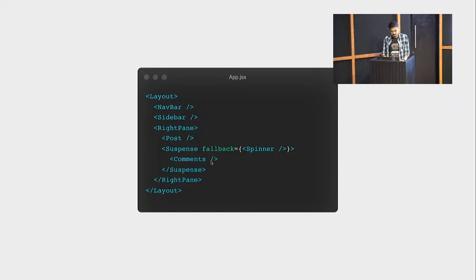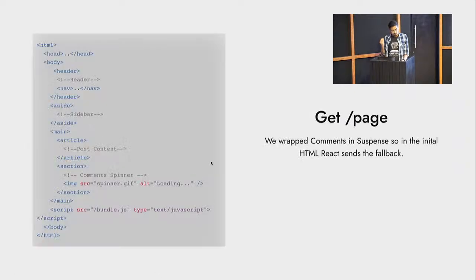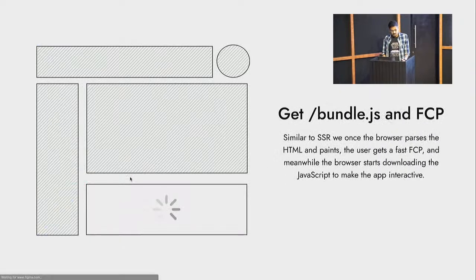So again, let's see our demo. This time we have wrapped the comments in Suspense. When we fetch the page, we get the same layout and everything, and we get the spinner for the comments with the Suspense fallback. This HTML gets streamed, the browser parses the HTML, and this is roughly what it looks like, and we have our first contentful paint at that time. Let's assume the comments API is really slow and the server is still fetching the comments.